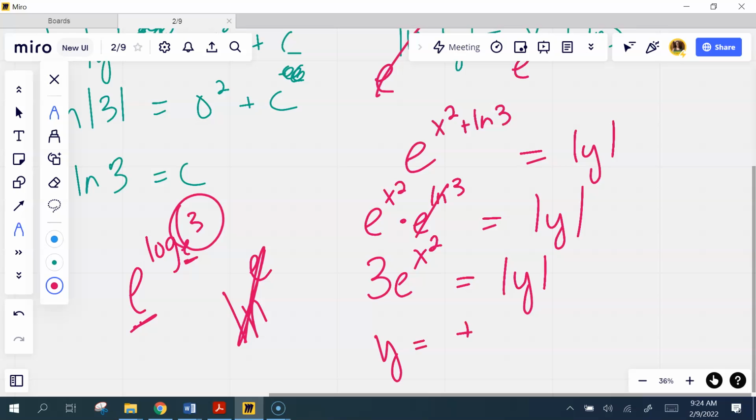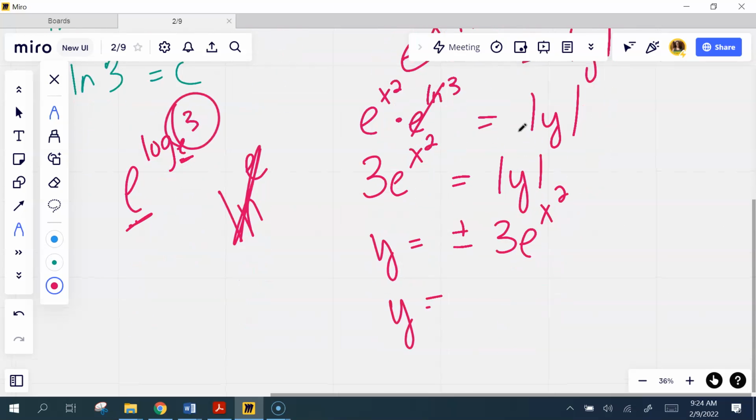So y is going to be plus or minus 3 because it's an absolute value. But I have to look at the domain that was specified to start with. So for number 4, there are no domain restrictions, so I would just take this positive root, or positive primary solution.